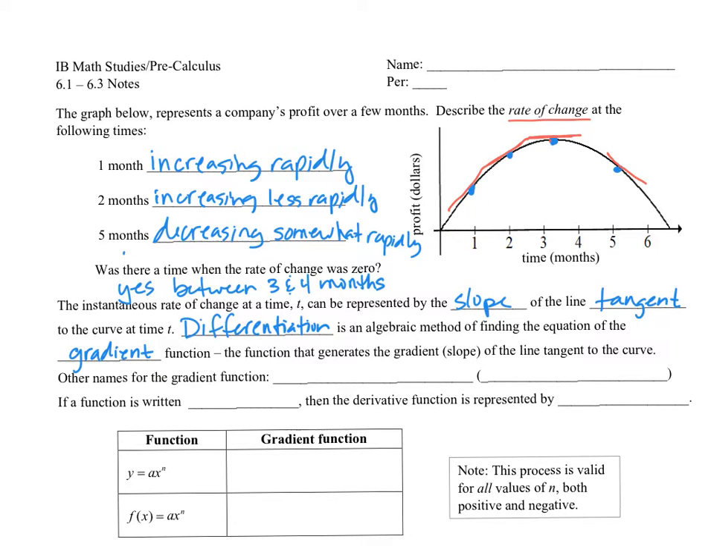Okay, so other names for the gradient function. Sometimes it's called the derivative function. That's what you'll mostly hear if you take a calculus class next year. And one name I kind of like for the derivative, and it's not a technical term, is a slope generator, because remember, a function produces output values, so the derivative function is a slope generator. In other words, if we put a particular x value into the function, it's going to generate the slope of the line tangent to the curve at that point.